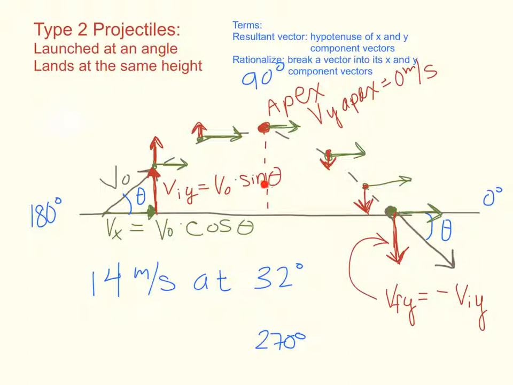Here, this apex, that's the maximum height. And at that point, we're going to be at 0 meters per second. But down here, we're not at 0 meters per second. We're at the opposite vertical velocity of whatever we had here, and it's in the negative direction. So those are some basic notes for you over type 2 projectiles.